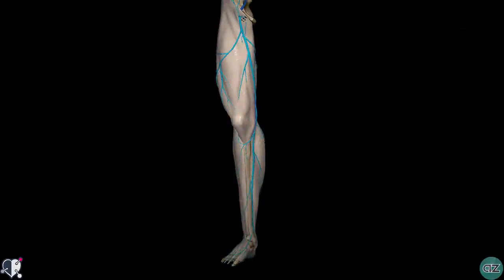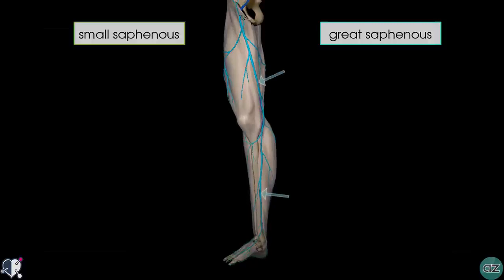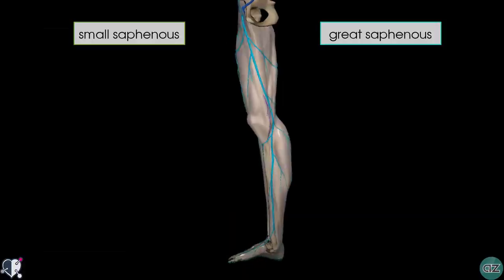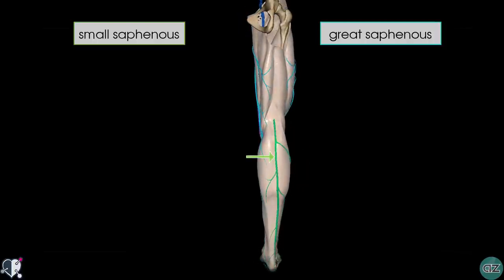Now moving on to the superficial venous system. This essentially consists of two veins. You've got the small saphenous vein and the great saphenous vein. The great saphenous vein you can see here highlighted in light blue, and it runs along the entire length of the leg and the thigh. The small saphenous vein, on the other hand, runs posteriorly up the leg, and it's highlighted here in the green colour.